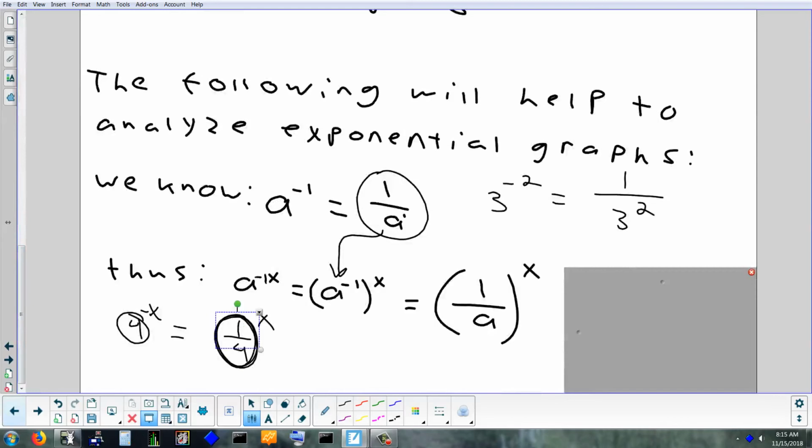Okay. And somebody looking at this one on the left may say, oh, the base is bigger than 1, it's 4. Yeah, but the exponent is negative, so that changes it. So we always want to look at it with a positive exponent, and that's how you do it. Any questions on that?